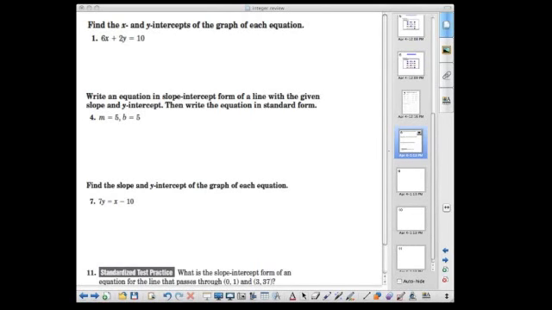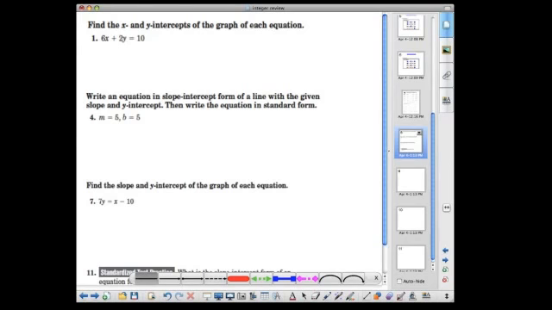Okay, so there's multiple types of examples on your homework worksheet for over the weekend, and what I want to do is just do one of each of them for you. So the first set of instructions says find the x and y intercepts of the graph of each equation.